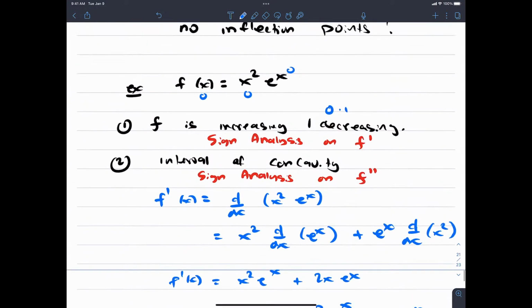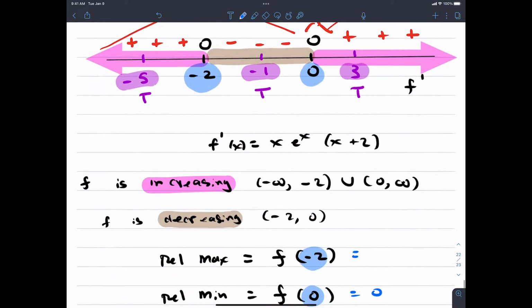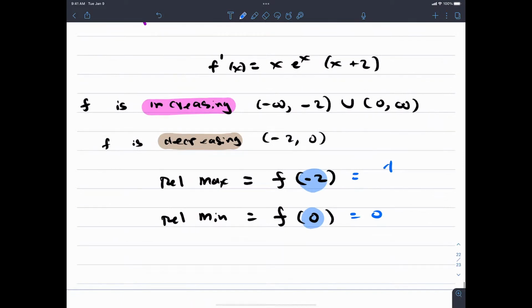Negative 2, we can plug in negative 2 now. Negative 2 squared times e to the negative 2, that's 4 over e squared. So 4 over e squared, this is the answer for the relative what? Max.